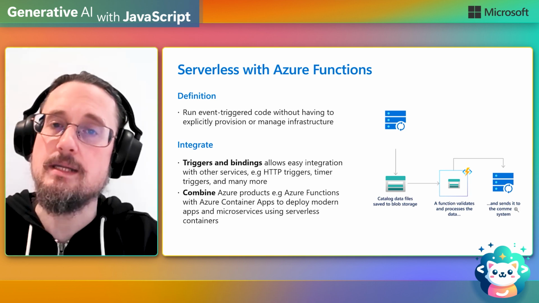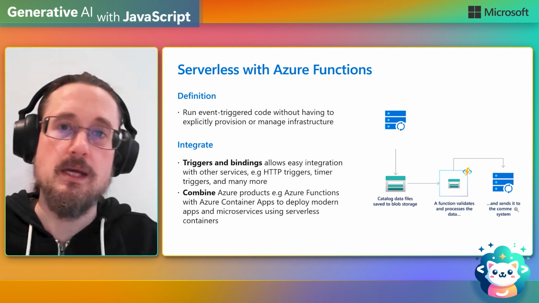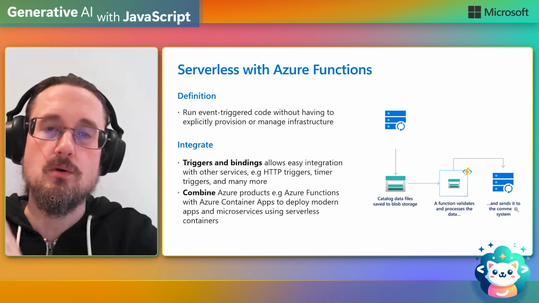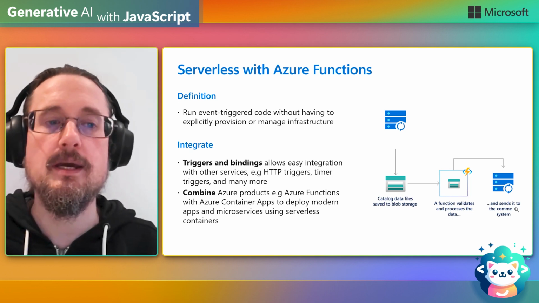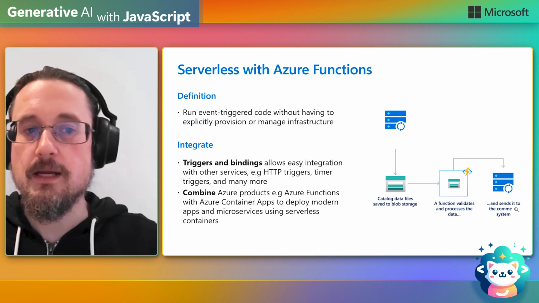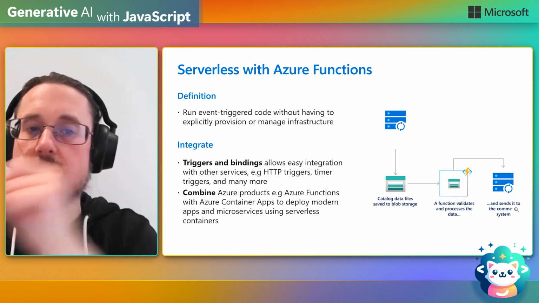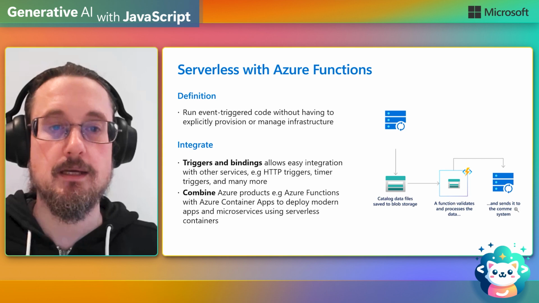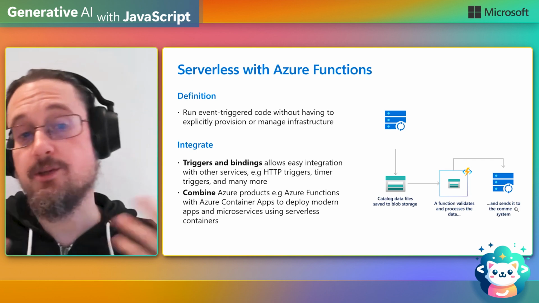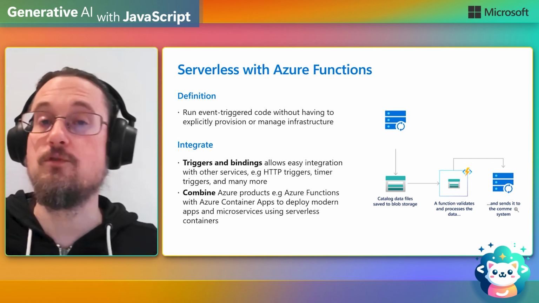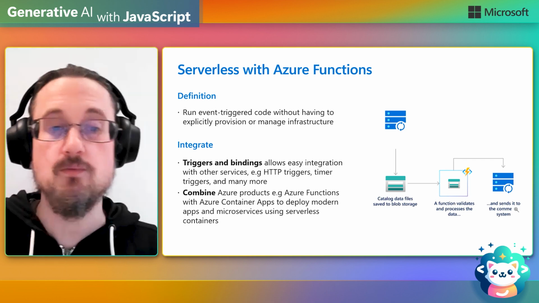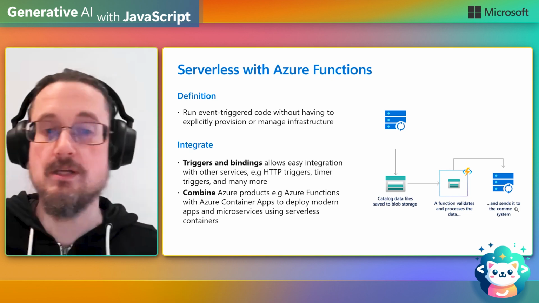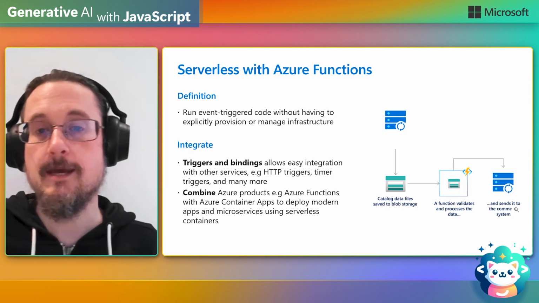So the idea with a binding is to make it super simple to insert into a database or create a message in a queue and so on. So define which trigger you want, but then leverage the bindings to make it super fast to write that code. But you could also combine products. So you could, for example, combine Azure Functions with Azure Container Apps. So it's not just used in one context.